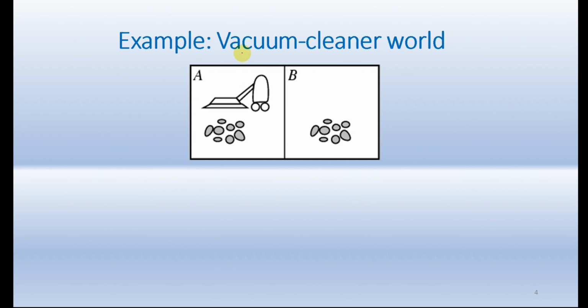Let's take one simple example, a vacuum cleaner. In order to clean the dust, there are two squares, square A and square B, which we consider as room A and room B, and there is a vacuum cleaner here. This vacuum cleaner helps to suck the dust if the room is not clean or is dirty.